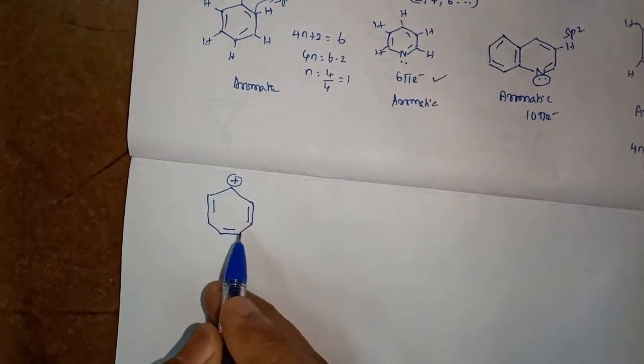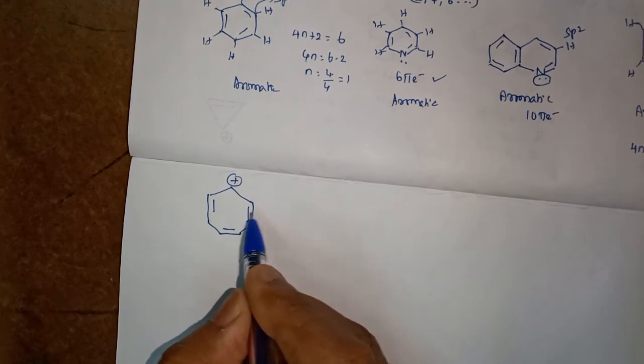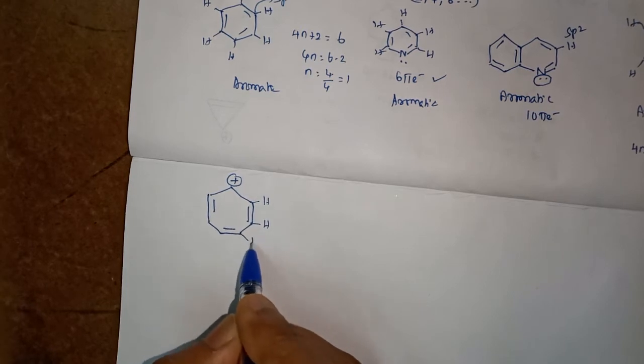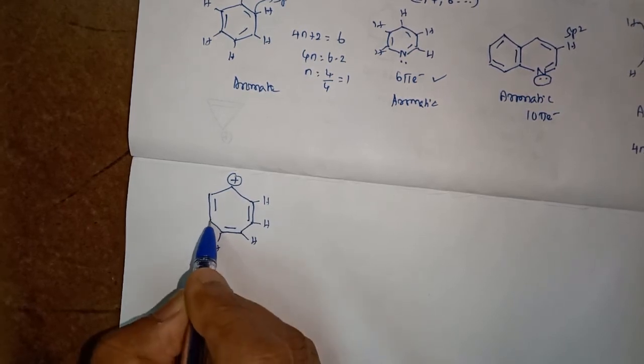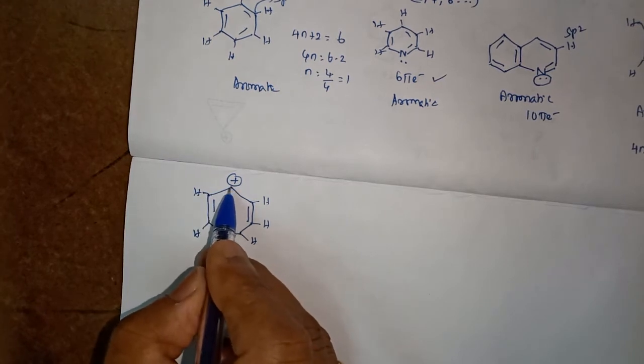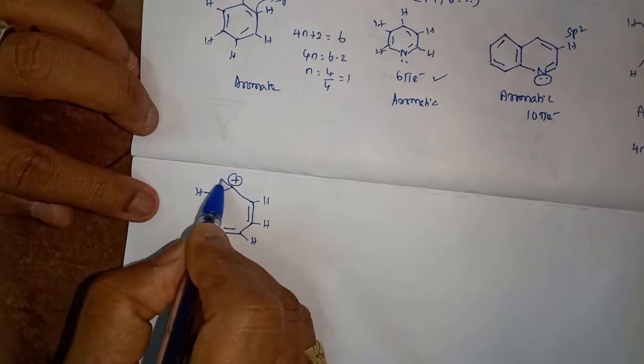It is a ring. First, one ring. It is planar, sp2 hybridization. Here you see 1, 2, 3. Here 1 hydrogen. Here 1 hydrogen. Here hydrogen. Hydrogen. But if no plus is there, it has 2 hydrogen. If 1 plus is there, 1 hydrogen is missing, so it has 1 hydrogen here.